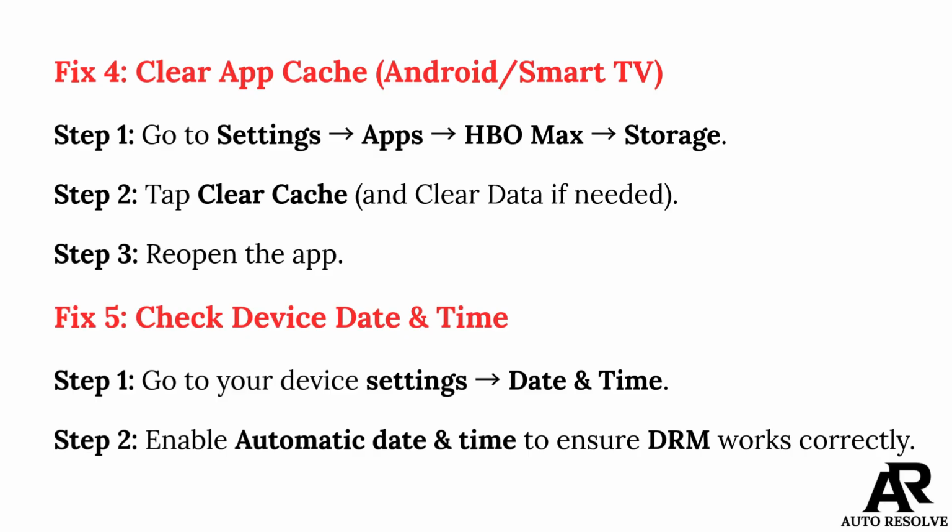Fix 4. Clear app cache. Android Smart TV. Step 1. Go to Settings, Apps, HBO Max Storage. Step 2. Tap Clear Cache and clear data if needed. Step 3. Reopen the app.